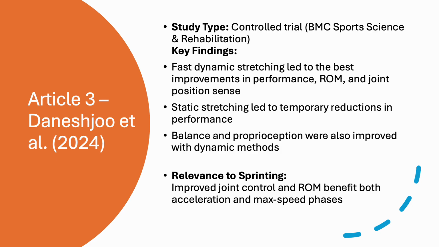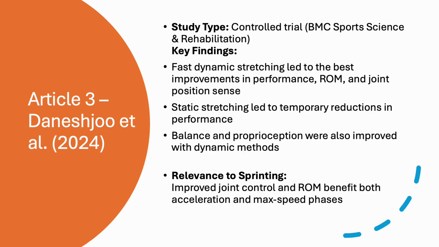The third article I looked at was a controlled trial by BMC Sports Science and Rehabilitation. Their key findings were that fast dynamic stretching led to the best improvements in performance and range of motion, as well as joint position. Static stretching led to temporary reductions in performance. Balance and coordination were also improved with dynamic methods. And then the relevance to sprinting was that it improved joint control and range of motion, benefiting both the acceleration and max speed phases.